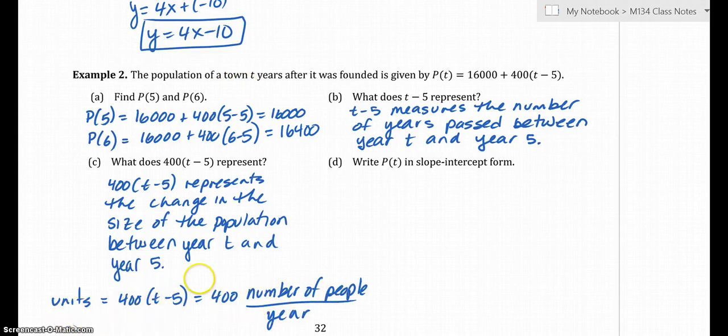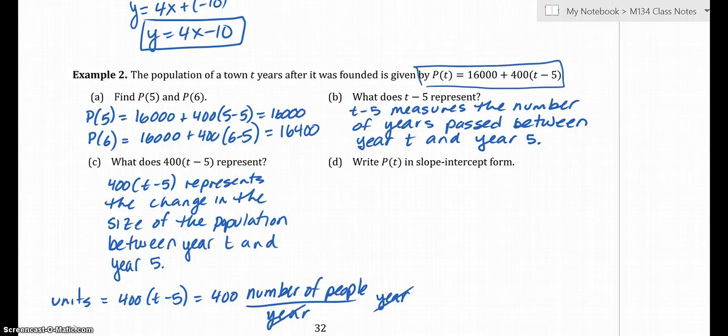And then the t minus 5, we just said that was the number of years. So I'm going to multiply that by years. And then the years would cancel. So the units would end up being the number of people. So it's the change. Again, another way to see this is if we look at the 6, that means that we're going to change by 400. If you put in 7, that would be the change between 7 and 5, and so forth.